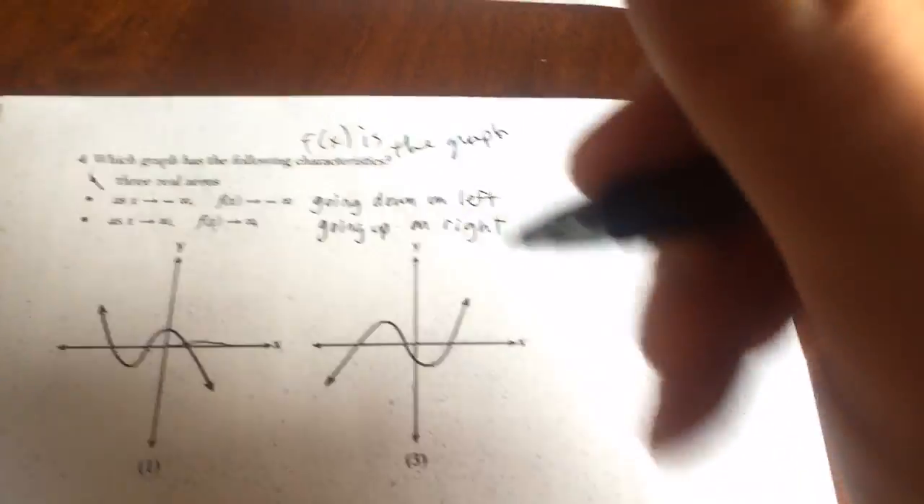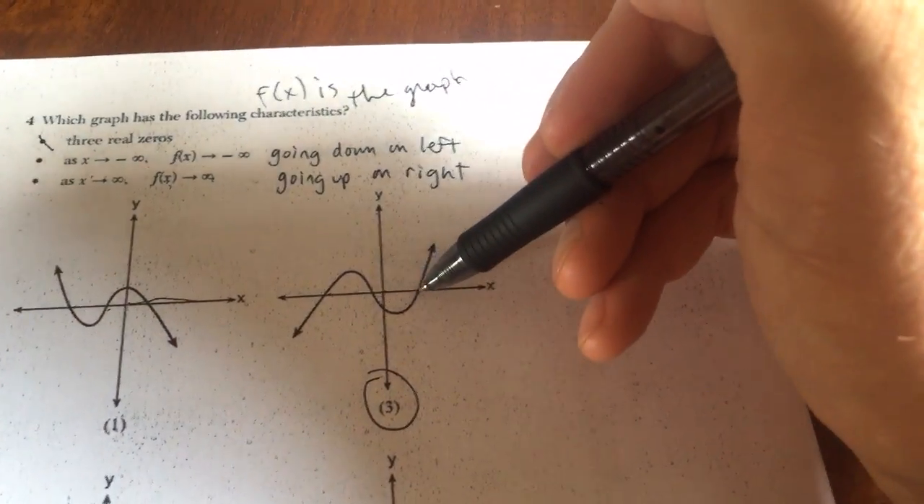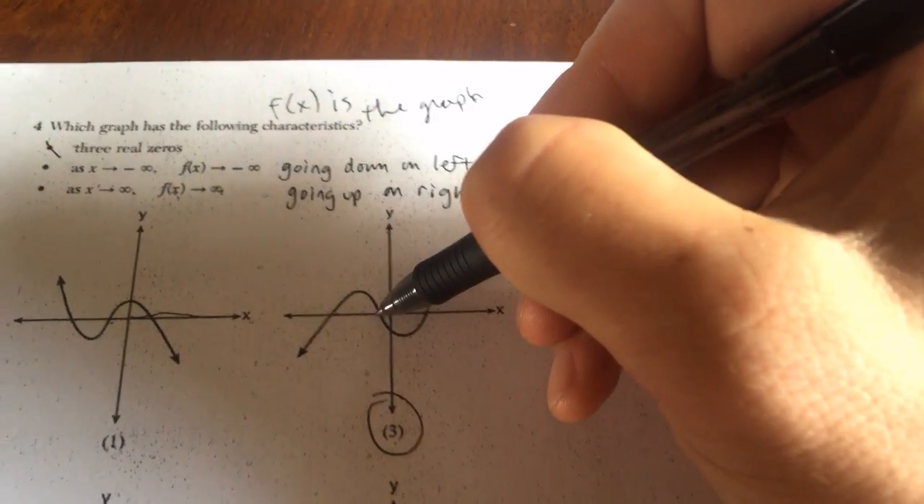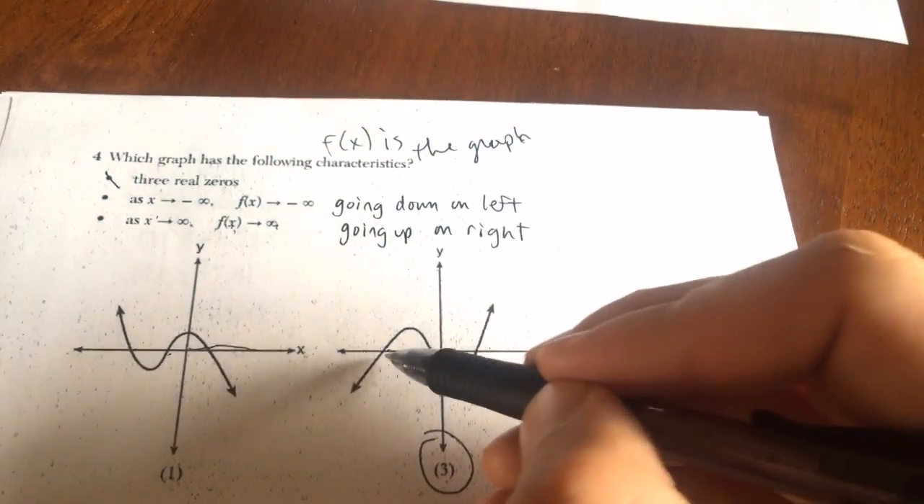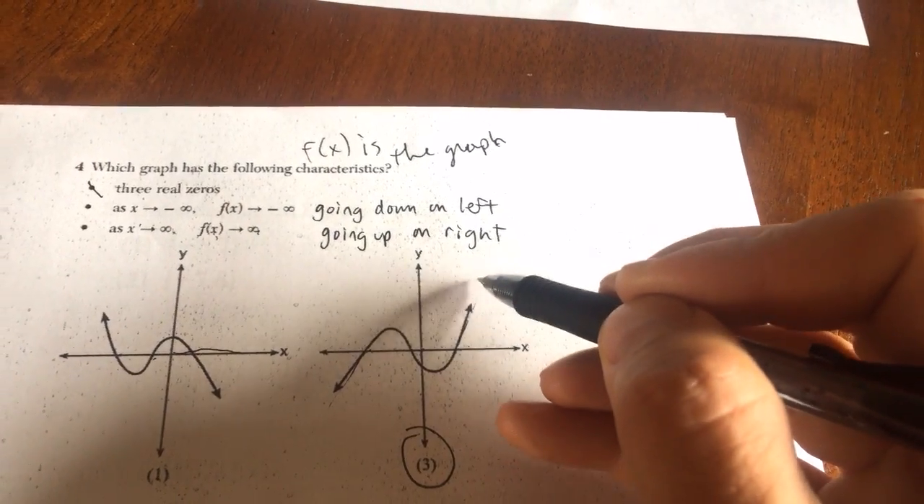Now, in this case, your answer is choice 3, because as my x values are going out, the graph is going up. That's that bullet point. As I go towards negative infinity, the graph is going towards negative infinity, or it's going down. So the graph is going down on the left and going up on the right.